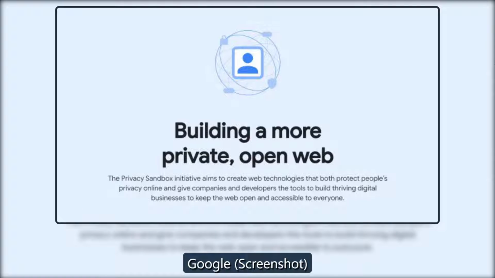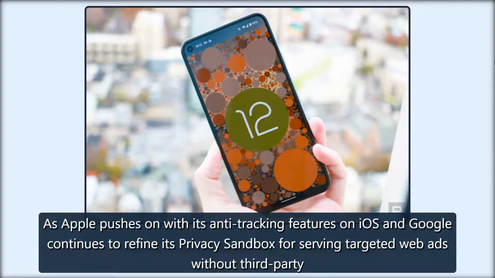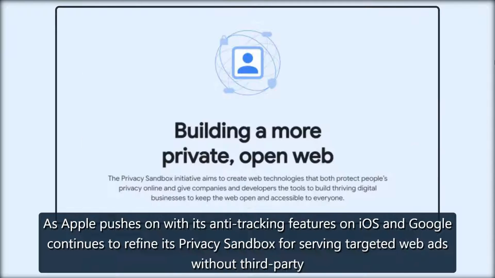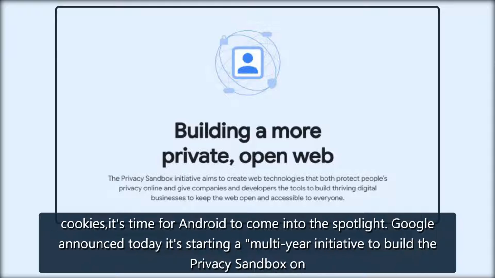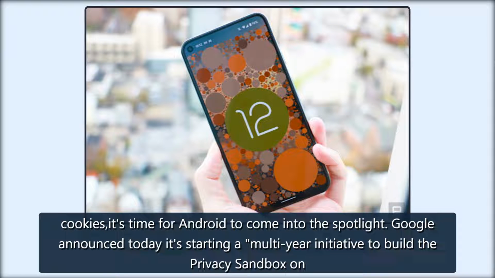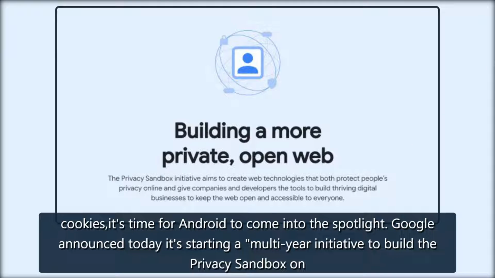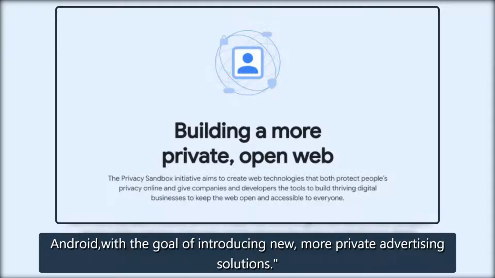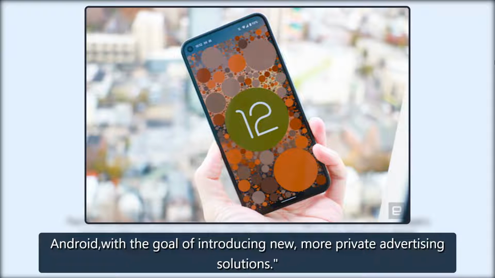Google screenshot. As Apple pushes on with its anti-tracking features on iOS and Google continues to refine its privacy sandbox for serving targeted web ads without third-party cookies, it's time for Android to come into the spotlight. Google announced today it's starting a multi-year initiative to build the privacy sandbox on Android, with the goal of introducing new, more private advertising solutions.